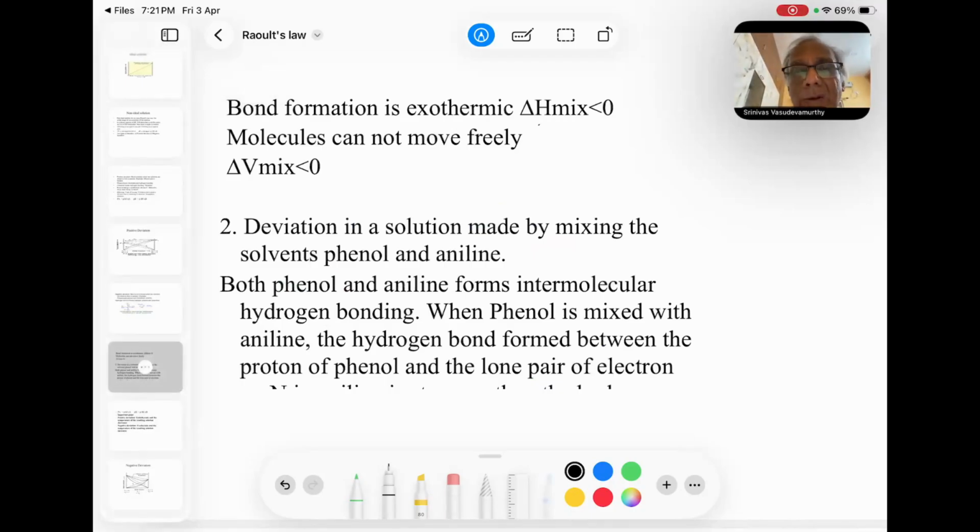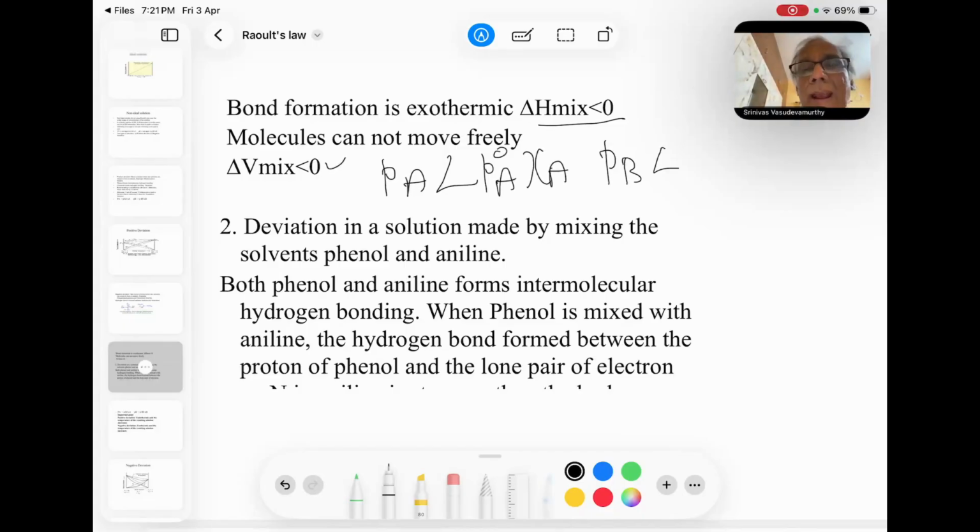It is an exothermic reaction, delta H mixing is less than 0. Because of the bond formation, molecules cannot move freely. They occupy less space, delta V mixing is less than 0. And of course, the molecules cannot move to the vapor phase easily. So PA is less than P naught A times the mole fraction of A, and PB is less than P naught B times the mole fraction of B. This is negative deviation, because of hydrogen bond formation, an exothermic reaction. So everything is decreasing here.